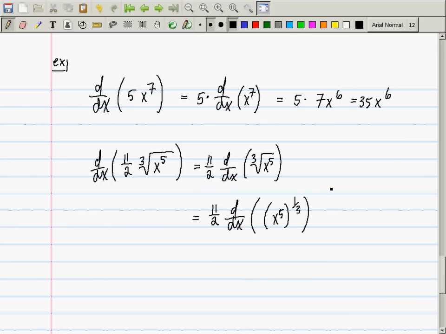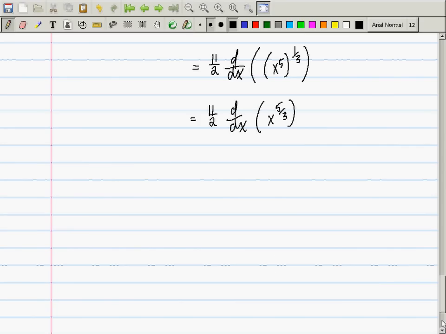Now I have iterated exponents, x to the 5 to the 1/3. So how is it that you combine iterated exponents? You multiply them, so this is 11 over 2 multiplied by the derivative of x to the 5 over 3. And now I can just apply the power rule. This is 11 over 2, 5 over 3, x to the 5 over 3 minus 3 over 3, which is 2 over 3. Any question about this example?